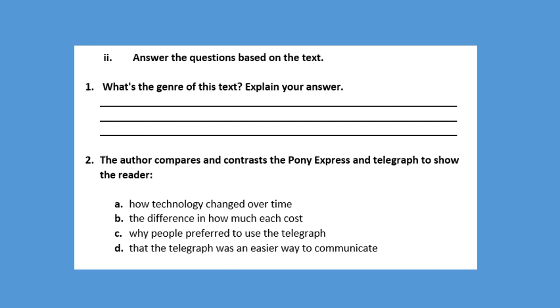Question number 1. What's the genre of the text? Explain your answer. This text is an expository text. It tells information, real information and facts about the invention of the telegraph.